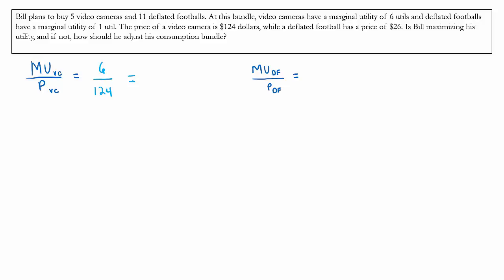If we simplify this number, we get something ugly, but we get a number, and that number is 0.05. That means for every $1, for every buck that Bill puts towards a video camera, the bang, the reward, is 0.05 additional utils of happiness.